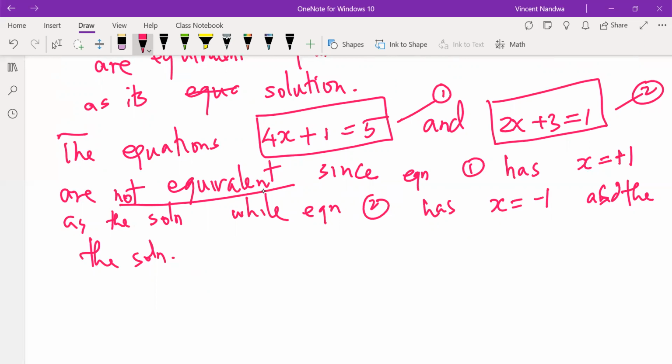Now what we are going to do in the next session, we are going to solve a series of linear equations in one variable. And then thereafter we'll be solving systems of linear equations involving two variables.